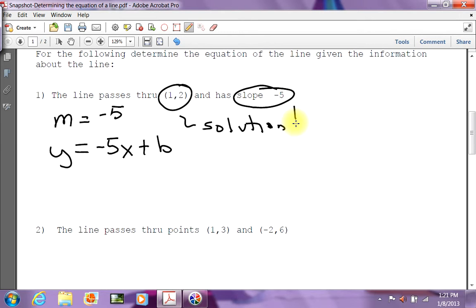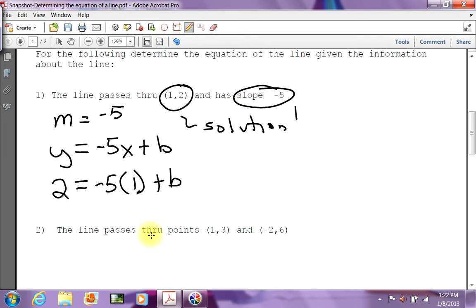I can plug it into this equation, and it has to be a true statement. So I'm going to take this, and I'm actually going to plug it into the equation here. So y is equal to 2, and x is equal to 1. I don't know what b is, but now I know one thing is I can solve this equation for b. Moving the -5 to the other side, I'm going to get 2 plus 5 is equal to b.